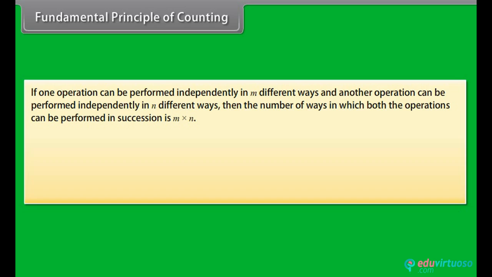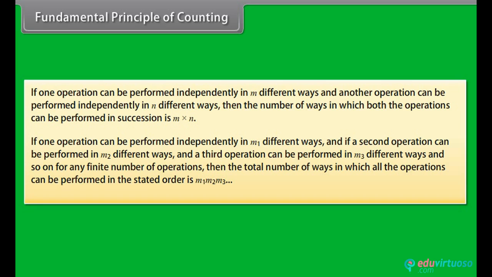If one operation can be performed independently in m different ways and another operation can be performed independently in n different ways, then the number of ways in which both the operations can be performed in succession is m into n. If one operation can be performed independently in m1 different ways, a second operation in m2 different ways, and a third operation in m3 different ways, and so on, for any finite number of operations, then the total number of ways in which all the operations can be performed in the stated order is m1 into m2 into m3 and so on.